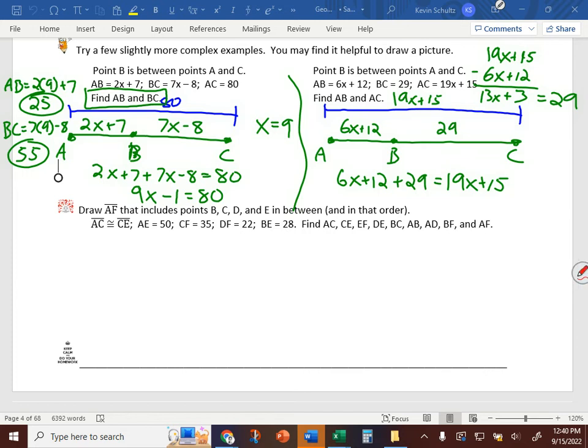6 times 2 plus 12 is 24. And 29. That means that 19x plus 15 should equal 53 because 24 plus 29 equals 53. If you plug 2 into 19x plus 15, you do get 53. So it all checks out. That's the other nice part about geometry, is that it's like a big puzzle. When you're done, everything should fit. It's a lot easier to check your answer in geometry than it was in algebra.